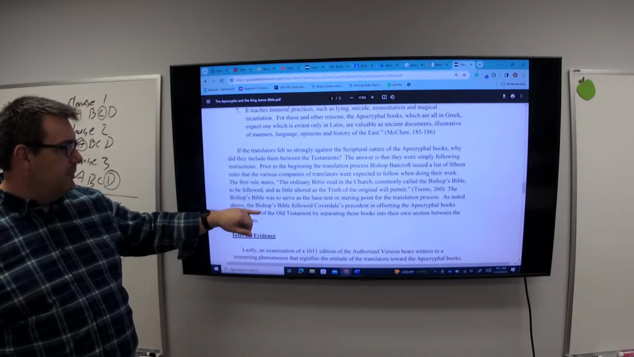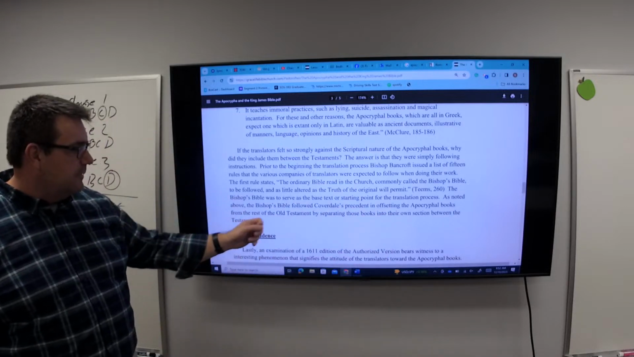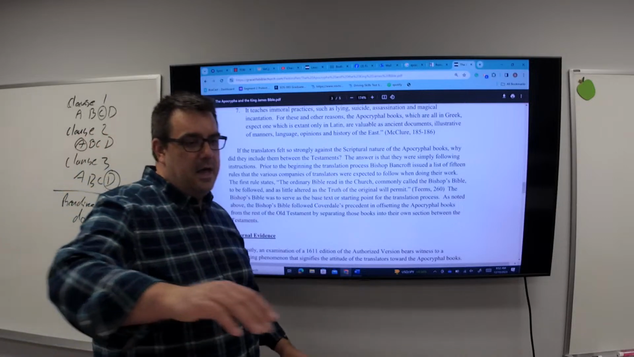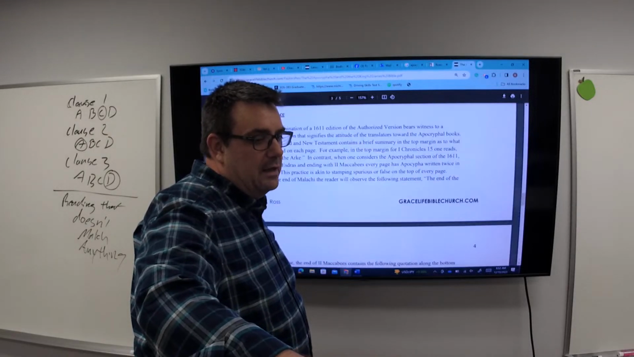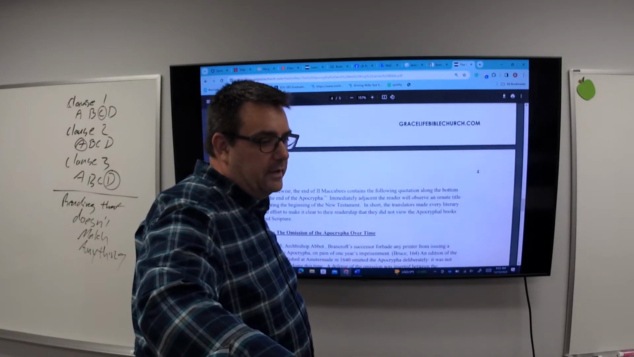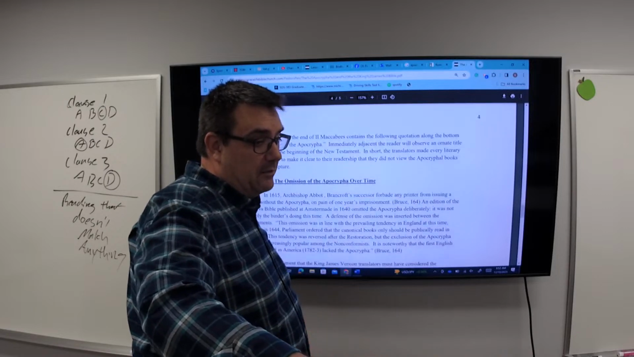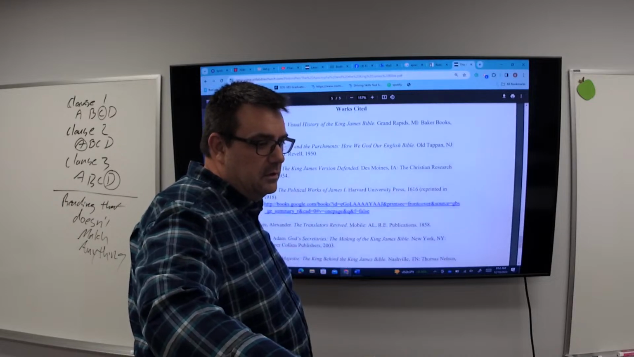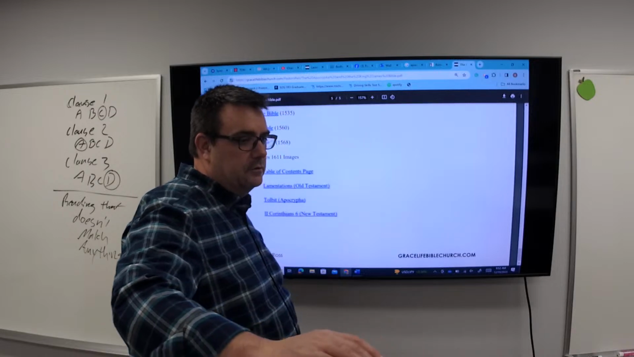But as noted above, the Bishop's Bible followed Coverdale's precedent, offsetting the apocryphal books from the rest of the Old Testament and separating these books into their own section. And then I have a little bit of stuff here about internal evidence as to why they view these books as non-authoritative. Things like stamping them apocryphal. I think there's some pictures in here and maybe links to some pictures.